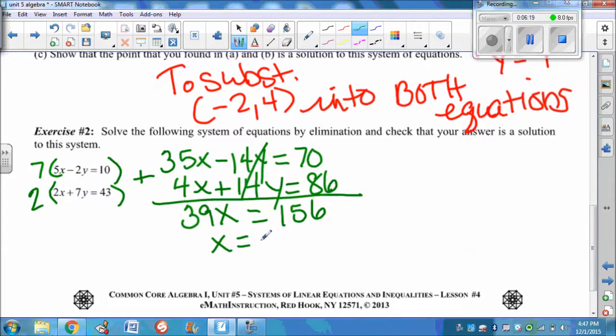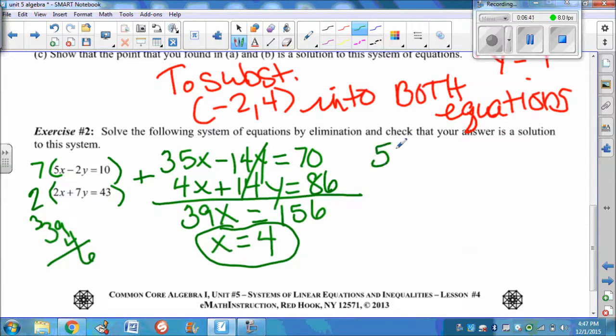Divide by 39, and I end up with 4. I did this a different way in my notes, so I'm just going to check this division. Let's see, 156. All right, good. So that's the x. So again, take that, plug it back into one of the originals, doesn't matter, and find the y.